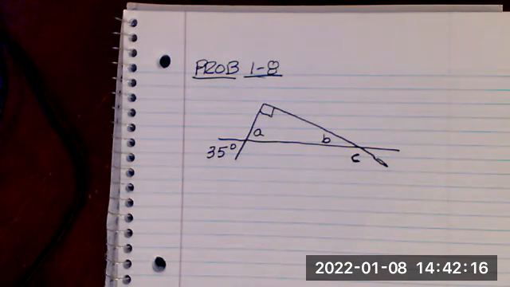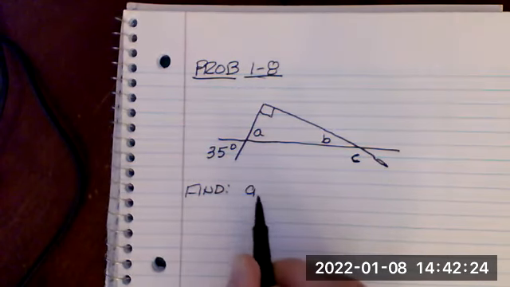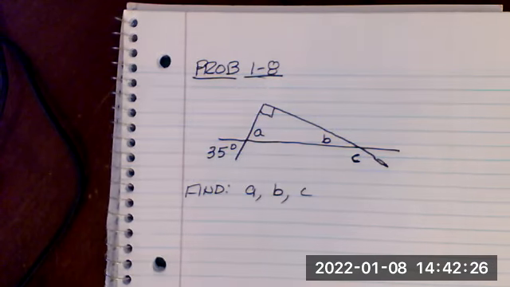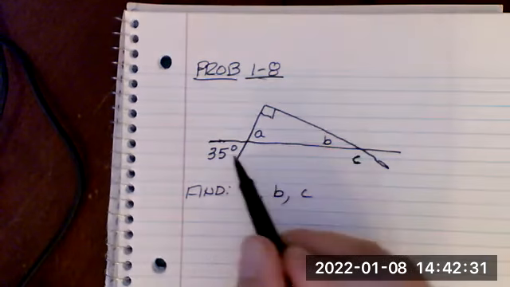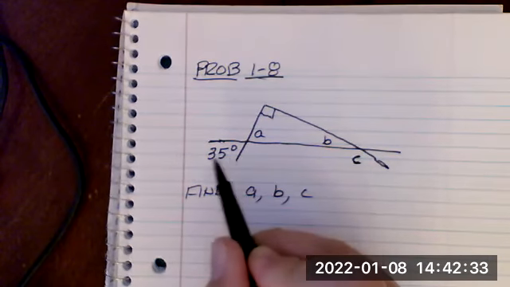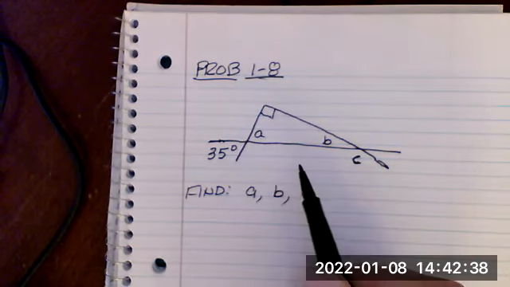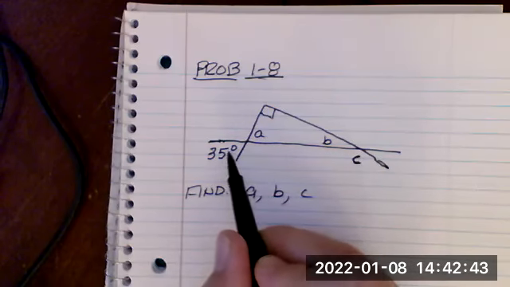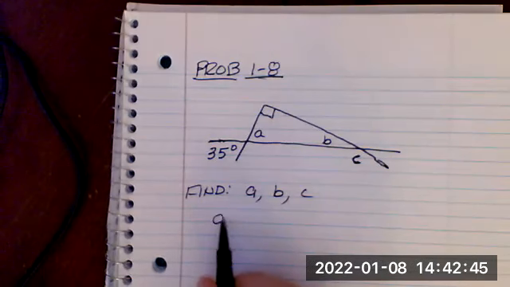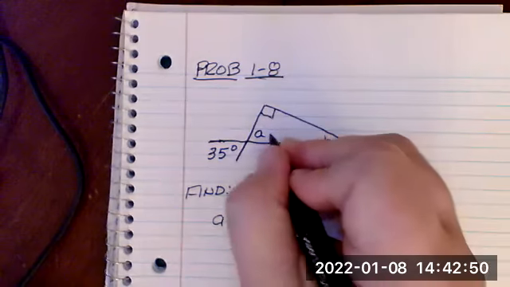Okay, now they want us to find angles A, B, and C. Well, this A is really easy because if you look at this angle, it is 35, alternate interior angles. If this is 35 degrees, then this must be 35 degrees as well. So this angle is 35, so A must be 35. A equals 35 degrees. So we can put that in there.